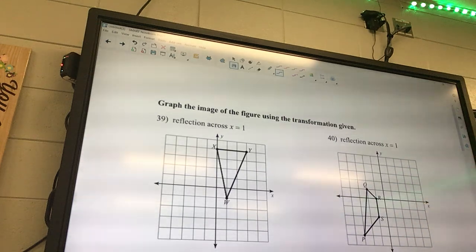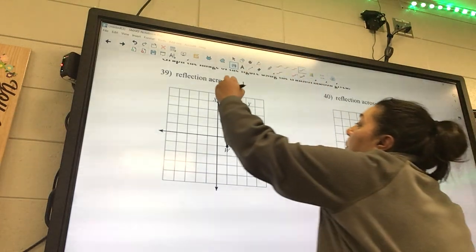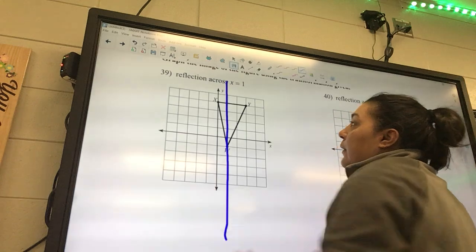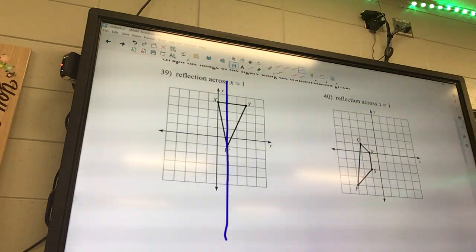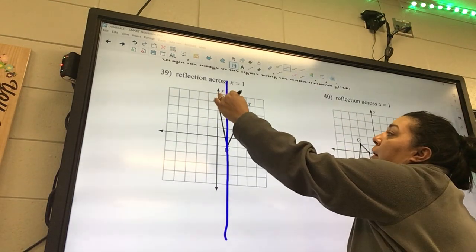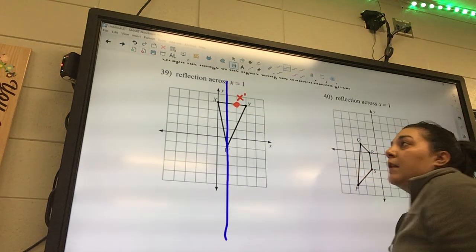Okay, 39 is reflections. Okay, you need to reflect it across the line x equals 1. Okay, so x equals 1 is going to be right here. And then if you recall, how many times would you have to move from the x to get to the blue line? 1. Okay, so if this one goes 1, then we go 1 on the other side. So this is going to be my new x prime.